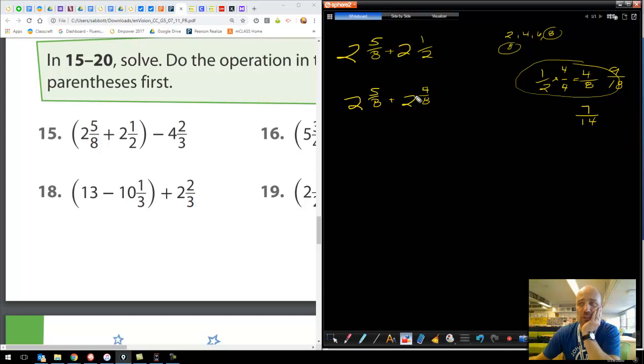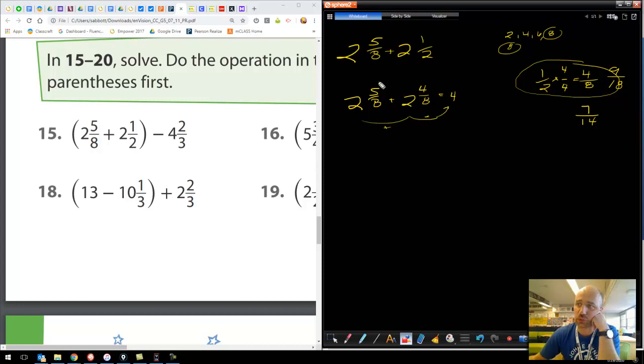I have 2 5/8 plus 2 4/8. I need to add those up. When I'm adding these up, these are ready to go. My numerators are good to add, and my whole numbers are good to add, and ultimately it doesn't totally matter. Let's just add our whole numbers first. 2 plus 2 equals 4, so I put my 4 right here.